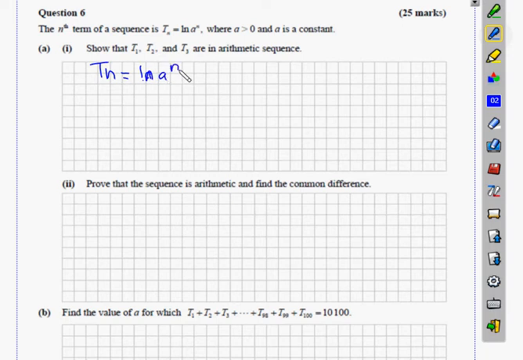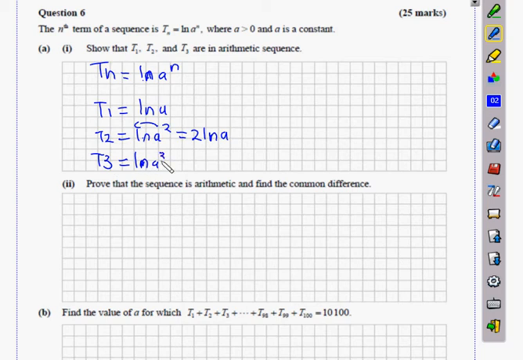Now, T1 is ln a, T2 is ln a squared. And the rule for logs is that the power can go to the front and make 2 ln a. Likewise, T3 is ln a cubed, which gives me 3 ln a. Therefore, Tn can be written as n ln a. Just bring the n to the front and you get n ln a.